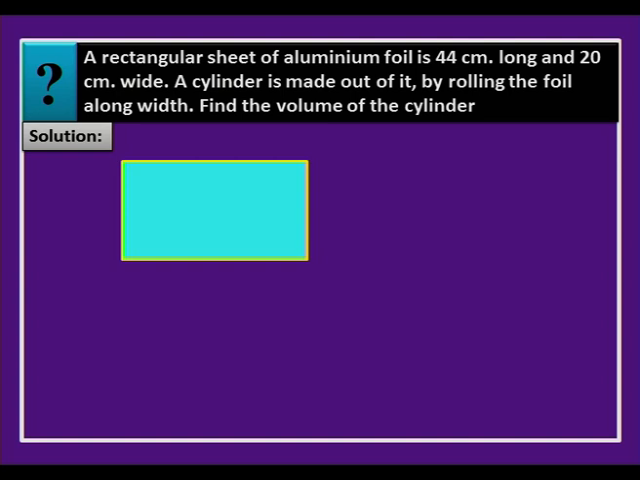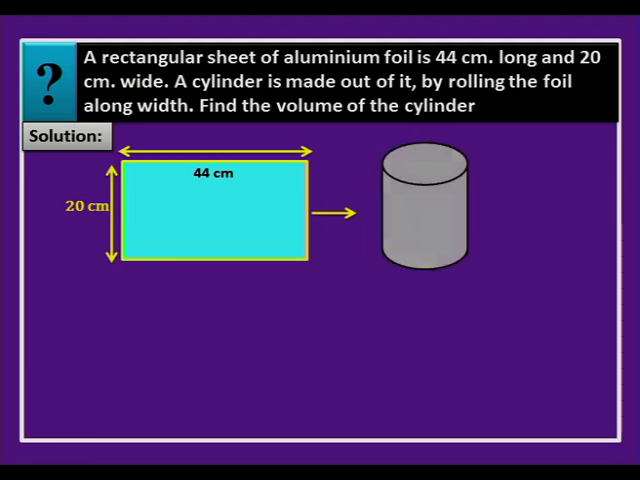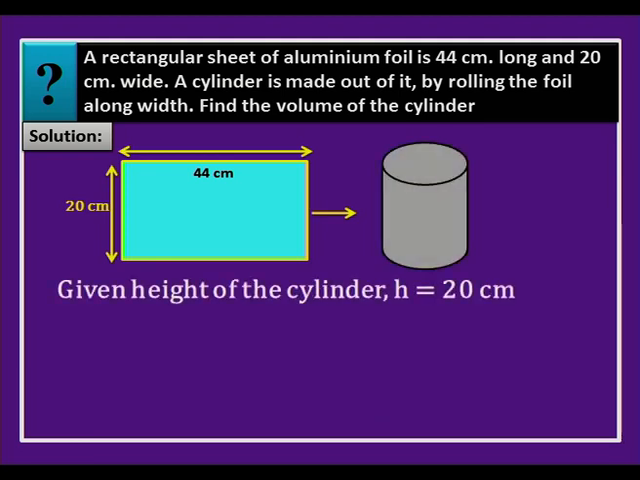So, there is a rectangular foil of length, how much children? 44 centimeters. And what is the width children? Yes, 20 centimeters. Now, this is folded to form a cylinder. So, that means height of the cylinder is nothing but 20 centimeters, because this breadth which is 20 centimeters is rolled along this side. So, the same height it has, that is cylinder, that is 20 centimeters.